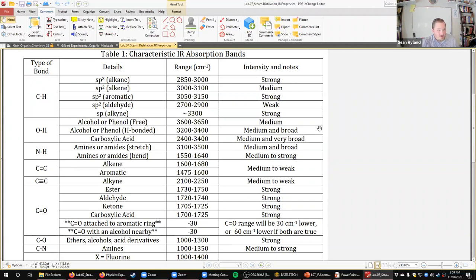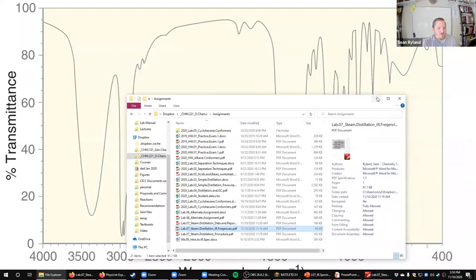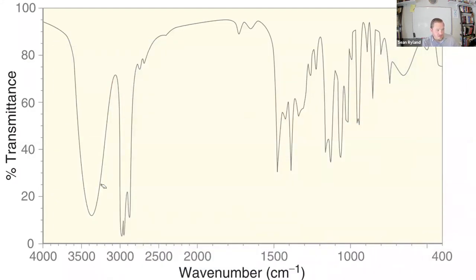And OH groups in particular, if you're a liquid or a solid, we refer to them as H bonded because we have a lot of strong forces in between those molecules. That makes the peak wide, makes the peak broad when you have those intermolecular forces. So this peak right here, the shape of it and the fact that it's all the way up at 3,400 tells me right off the bat there's an OH group, 100%. There's no question about it that this is an OH group.